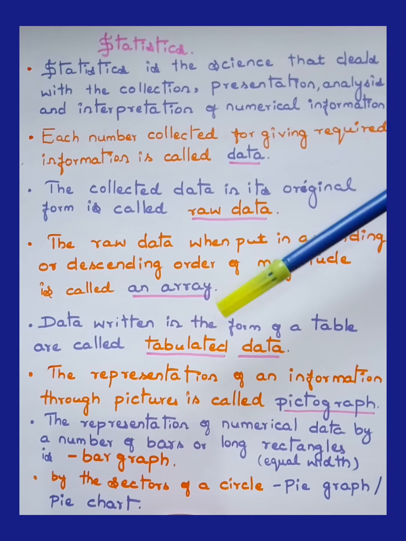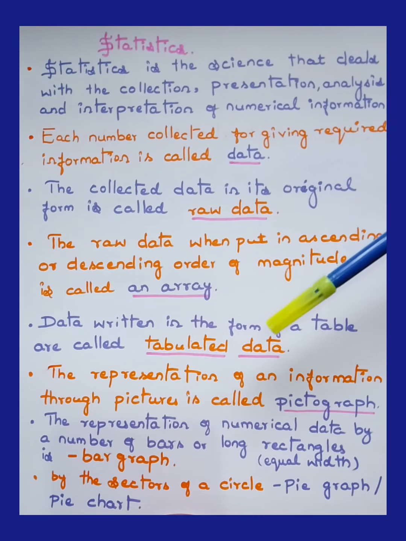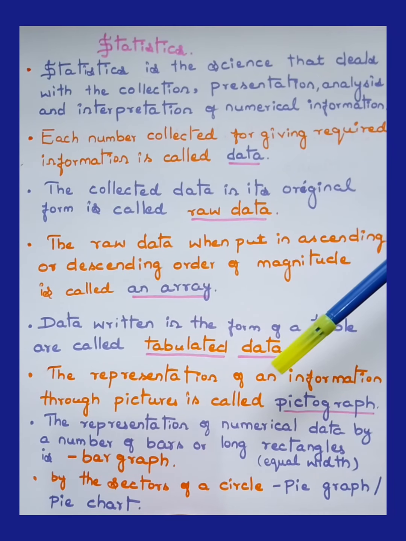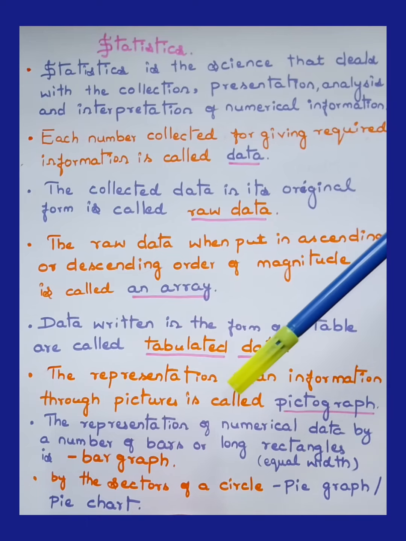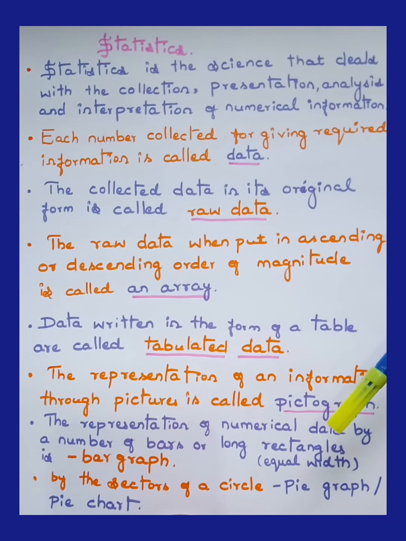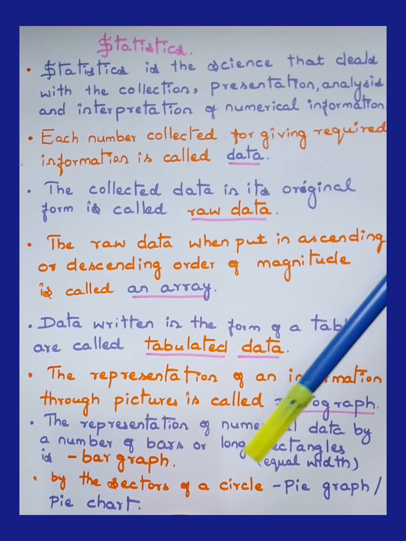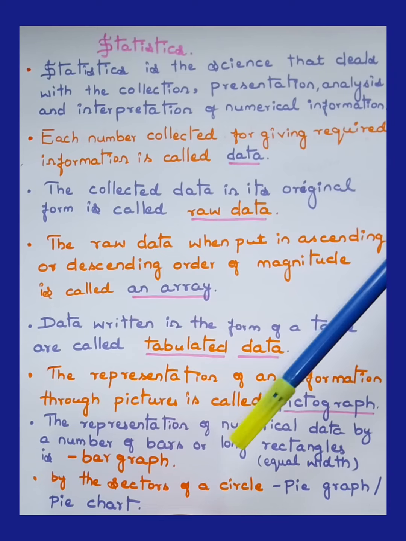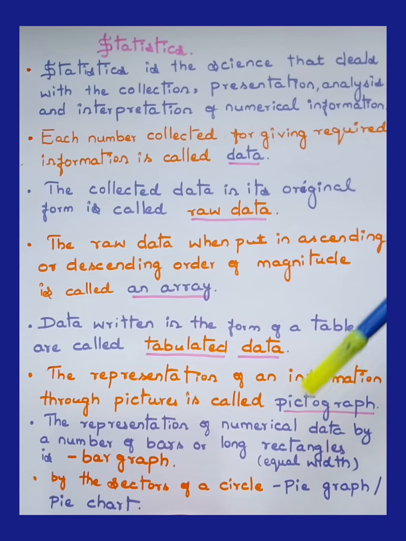Then, data written in the form of a table is called tabulated data. The representation of information through pictures is called a pictograph. The representation of numerical data by a number of bars or long rectangles, especially of equal widths, is called a bar graph. And as you know, the presentation of numerical data by the sectors of circles is called a pie graph or pie chart. Don't get confused with pictograph and bar graph.